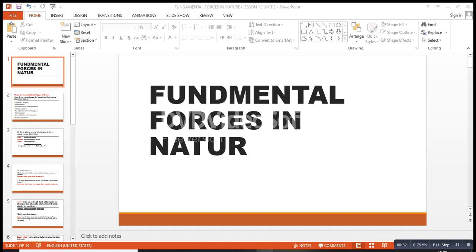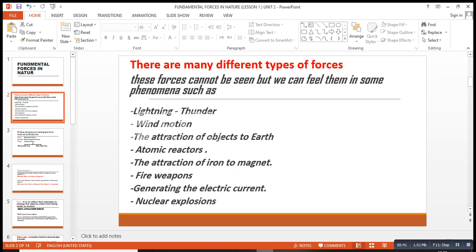There are many different types of forces. As we said, we have different forces around ourselves, like lightning, thunder, wind motion, attraction of objects to Earth, atomic reactors, the attraction of iron to a magnet, fire weapons, generating electric current, and nuclear explosions. So we see all of these.